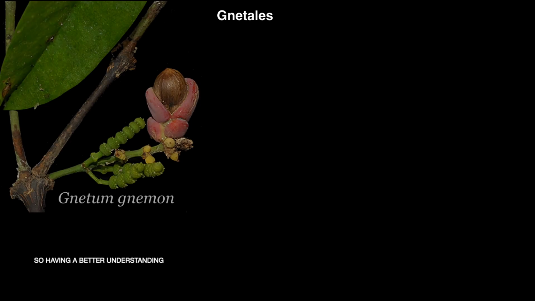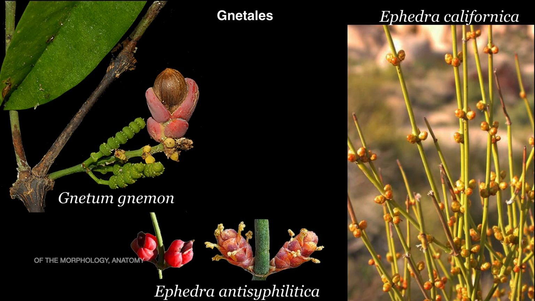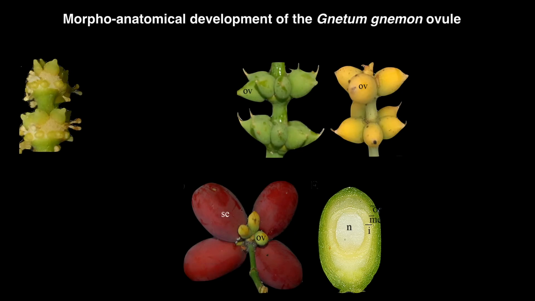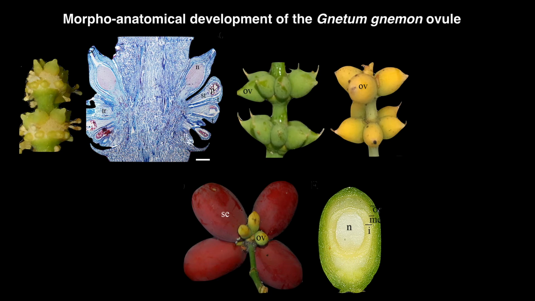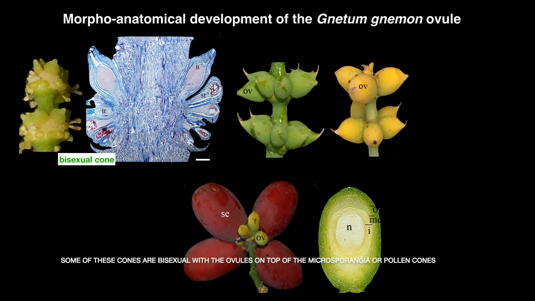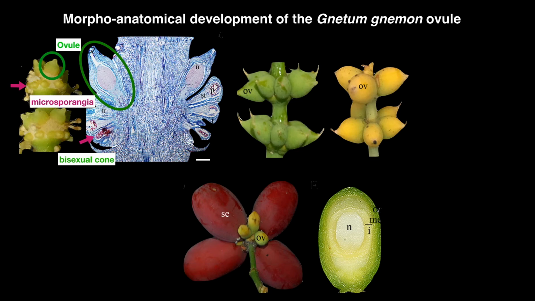So, having a better understanding of the morphology, anatomy, and development of members of this group will contribute to our understanding of the evolution of the seed, which is our focus with this project, but also of the evolution of seed plant lineages. So, we were able to collect cones of Gnetum throughout their development in order to describe their morphology and their anatomy. Some of these cones are bisexual cones with the ovules growing on top of the microsporangia or the pollen cones from the same node.